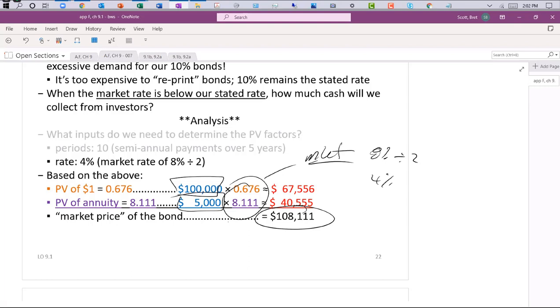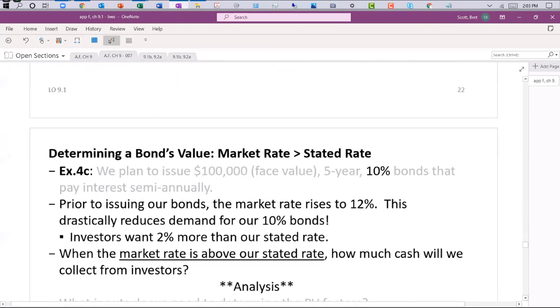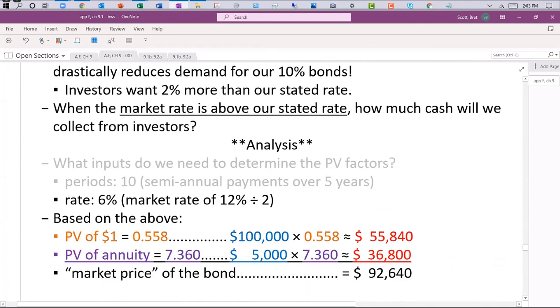We'll explain a little bit more about why we're getting more cash up front from these investors in a little bit. But the present value, in the case where we're offering our stated rate higher than the market actually wants, we're going to collect more cash. That's a situation where we have a premium. We're issuing these things at a premium.